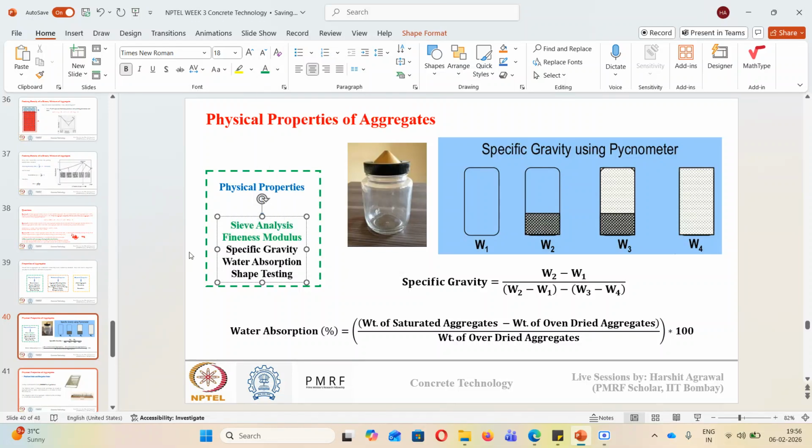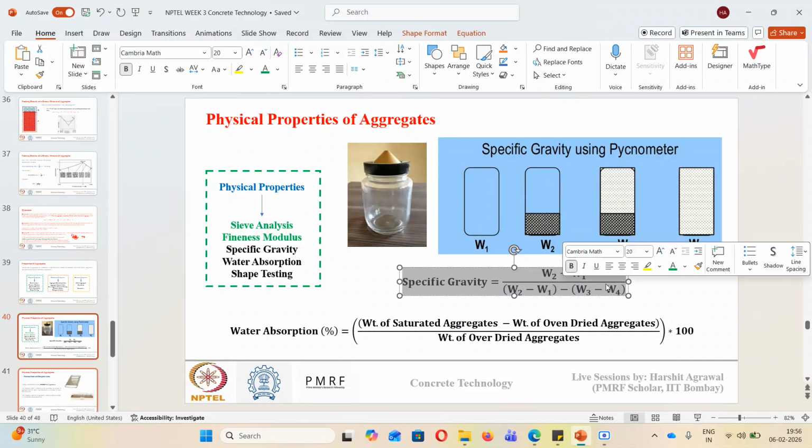So if we first talk about physical properties of aggregates, sieve analysis and fineness modulus we have already discussed earlier. Specific gravity, as we saw for cement, the same thing is done here. So we have a pycnometer, which has a glass jar and a conical top with a small hole at the top. And we record four weights. W1 is the empty weight. W2 is weight of pycnometer plus aggregates. W3 is weight of pycnometer plus aggregate plus water. And W4 is weight of pycnometer plus water. And we determine the specific gravity using this formula.